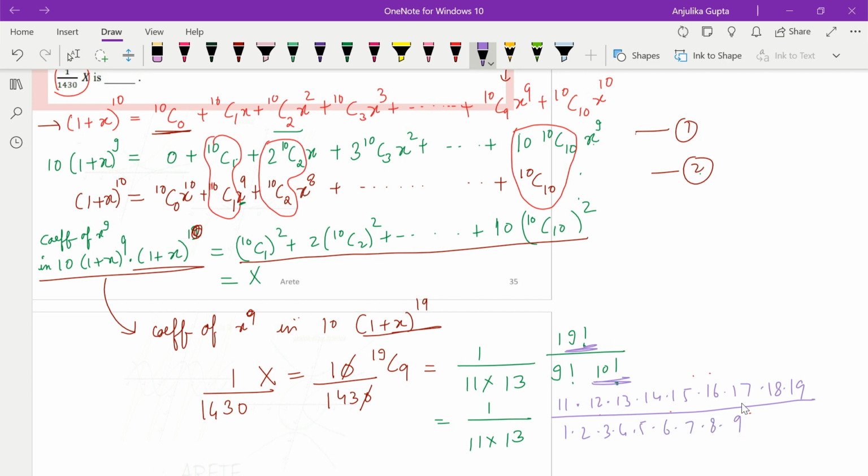Done. Now let's start canceling things. 9 2s are 18. 8 2s are 16. This 2 and 2 gets cancelled with this 4. And then this 15 gets cancelled with 5 and 3. And the 7 and this is 2 14. This 2 and this 2 cancel out. What else? 6 and 2. Done. Are we done?